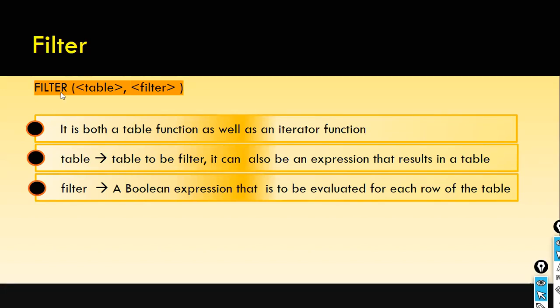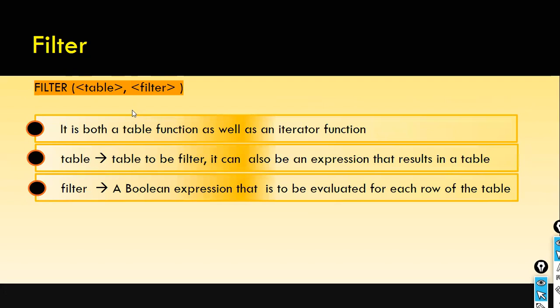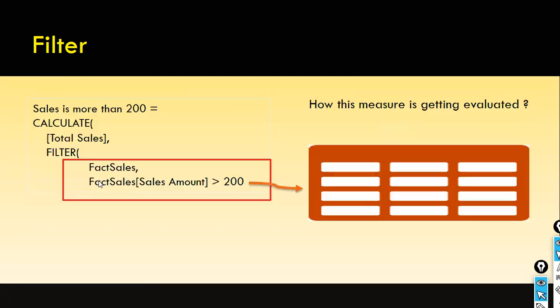It returns a table, so it's a table function, and also it's an iterator function. Iterator means it performs the operation row by row. I told you, right? The functions that end with X are the iterator functions, but there is an exception. The FILTER function is also a kind of iterator function, and it operates row by row.